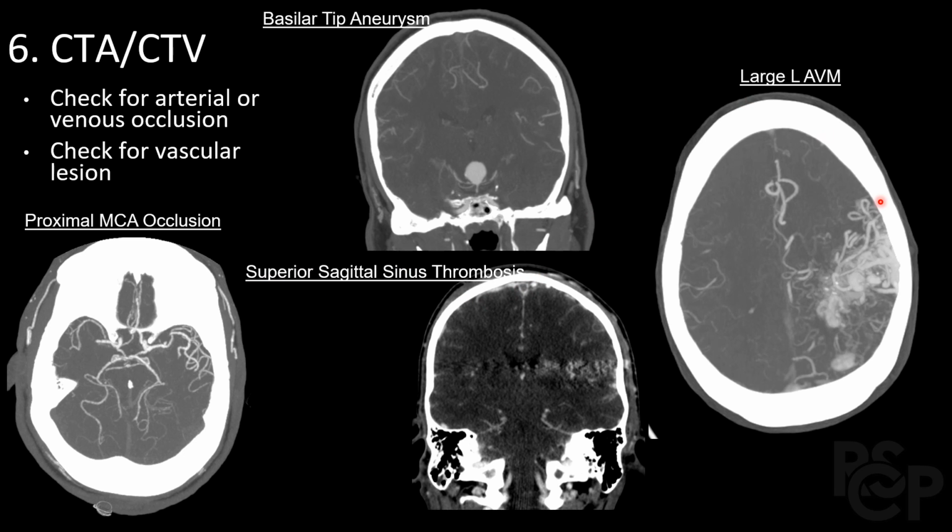And finally, this is another CTA study. This patient has a clear, large left-sided arteriovenous malformation. And you can see some of the nidus of the malformation here. You can see some of the draining veins, as well as some of the arteries going into it.